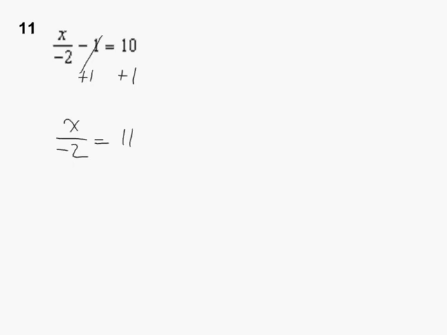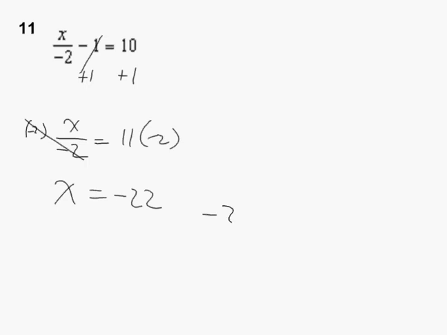And I know that to isolate it, if I double that, I would have a negative x. But I'm going to negatively double it by multiplying by negative 2. Opposite operation, I'm left with x. Whatever I do to one side, I must do the same to the other. I get x equals negative 22.